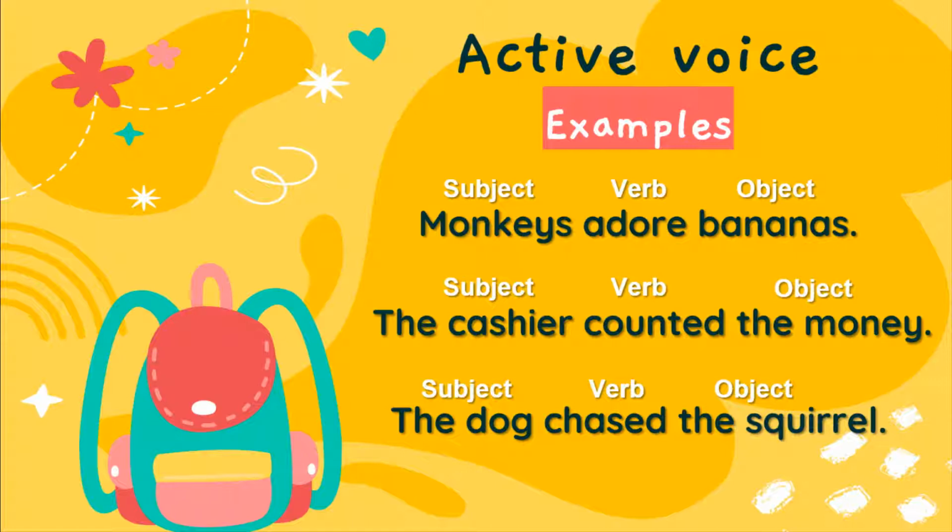The subject, monkeys, performs the action described by adore. The subject, the cashier, performs the action described by counted. The subject, the dog, performs the action described by chased. The subjects are doing, doing, doing. They take action in their sentences.